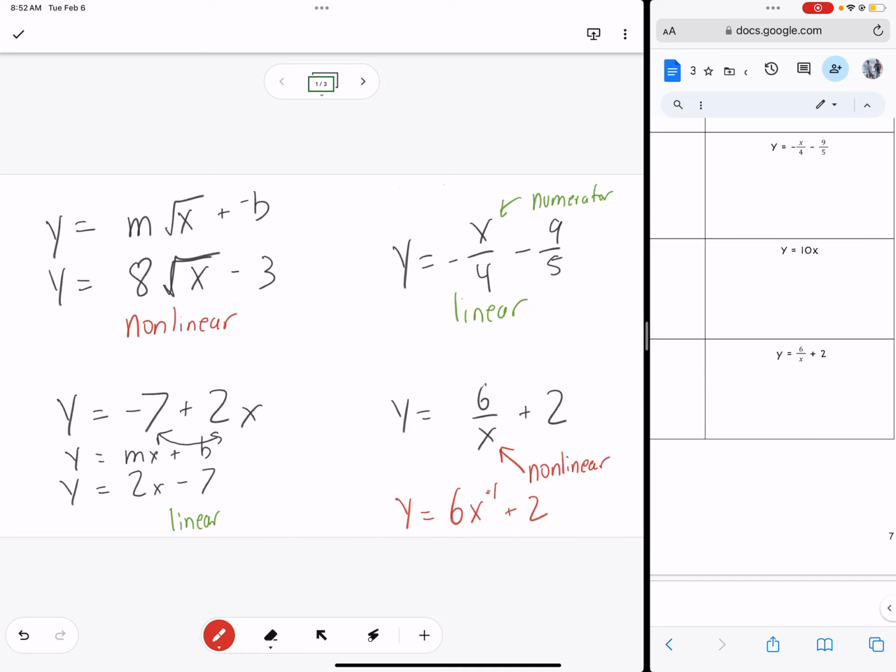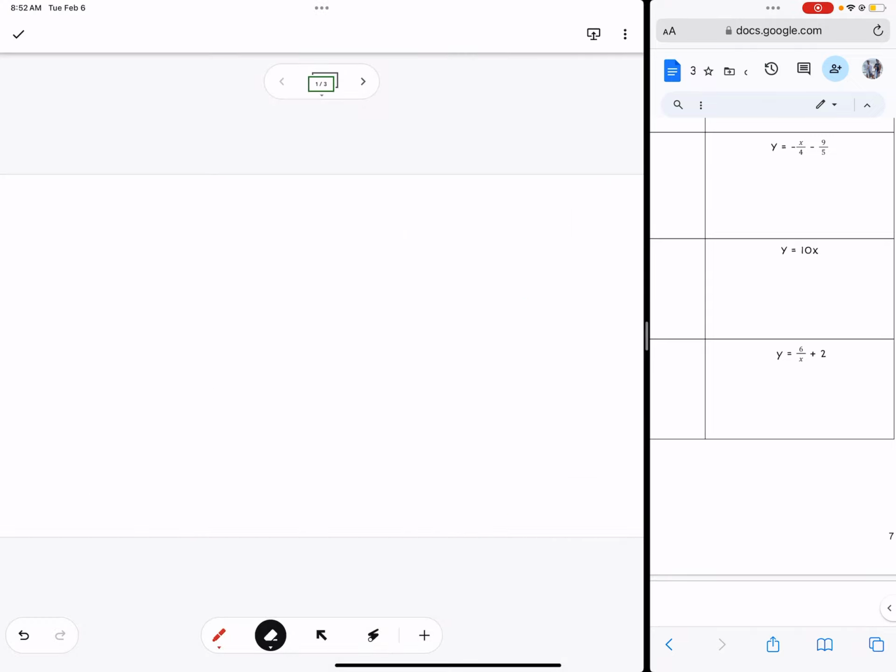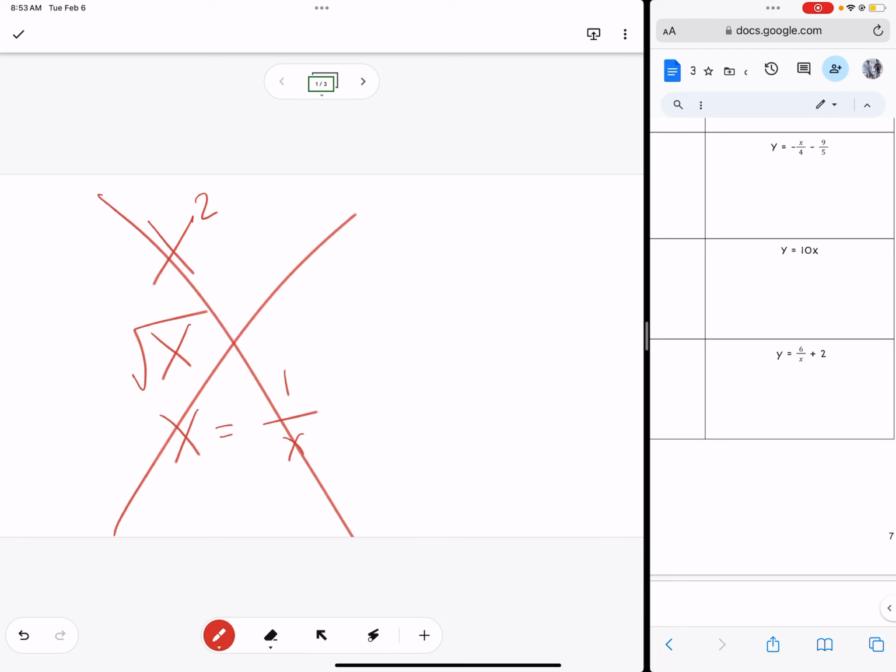So this is nonlinear. All right, so there are three things that make x nonlinear. What are they? What are the three no-nos? Oh, the exponent. x cannot have an exponent, right? x cannot have a square root, and x cannot be in the denominator. There you go. Those are the three things that you cannot have in order for it to be a straight line.